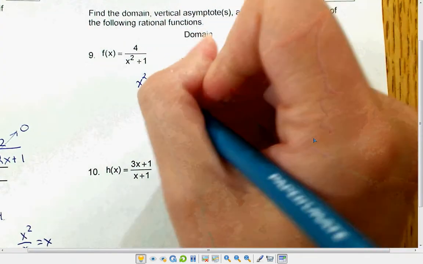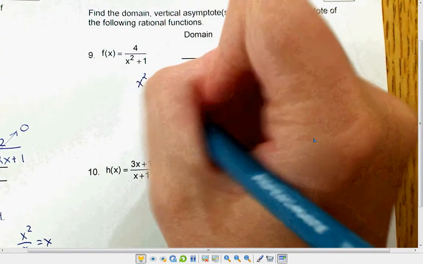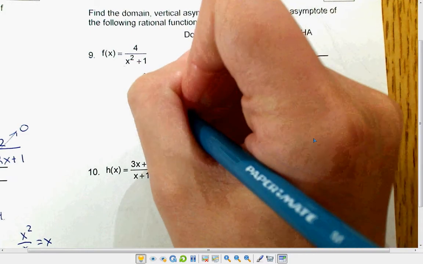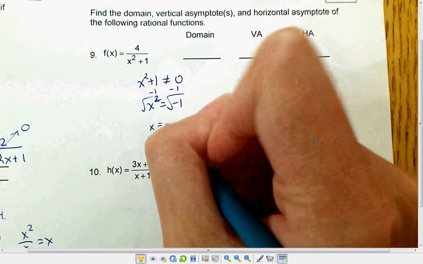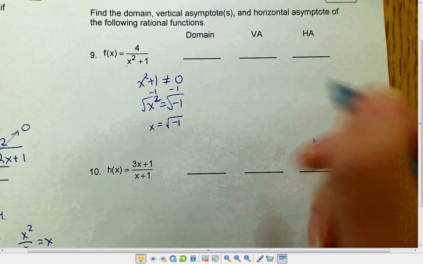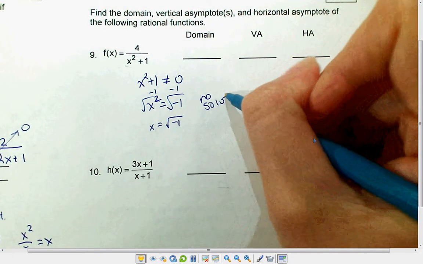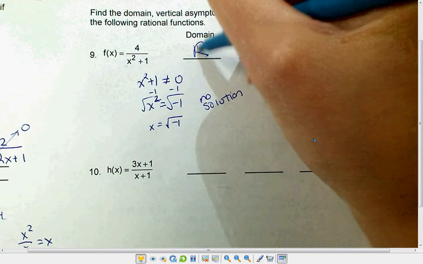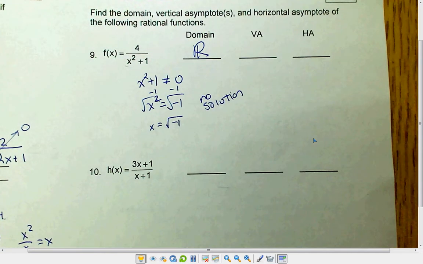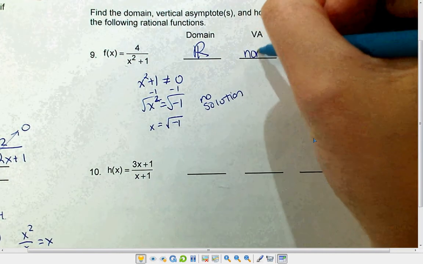So if we were to try to solve this, we would end up with the square root of negative 1. Can you take the square root of a negative number? No. So there's no solution, which tells me my domain could be any number, all real numbers. By vertical asymptote, there are none.